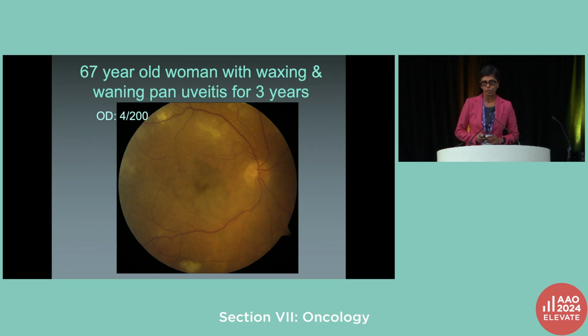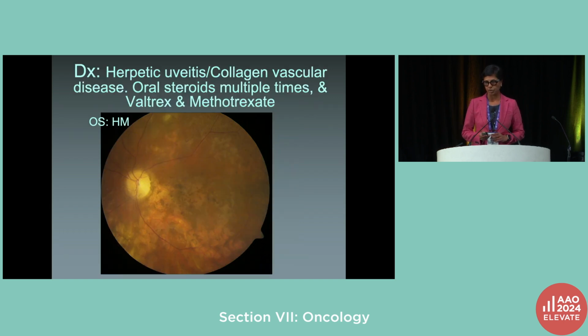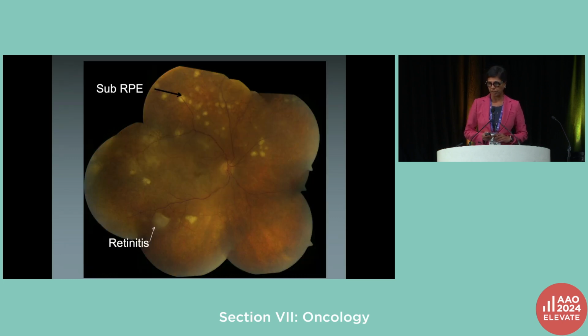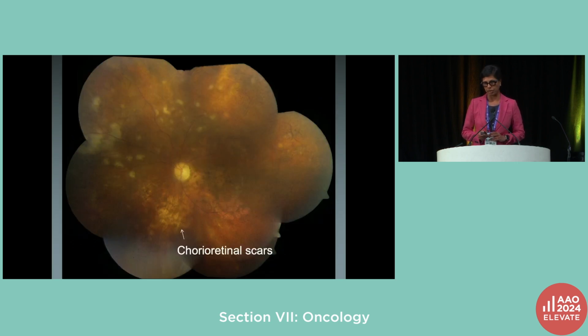This is a 67-year-old woman who has been treated for uveitis for the past 3 years with waxing and waning symptoms. Her vision in the right eye is 20/200, the left eye has hand motions, and the left eye shows significant narrowing of the retinal vessels, chorioretinal scarring. If you take a look at her wide field imaging, you can see these lesions that are sub-RPE in the superior part, and also an area of retinitis inferiorly. So these are all the various manifestations of primary intraocular lymphoma.